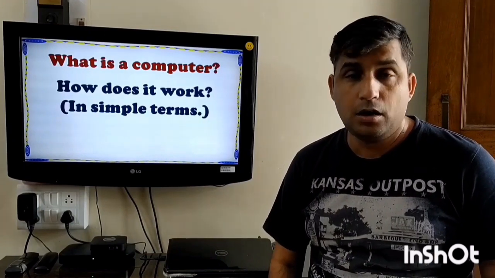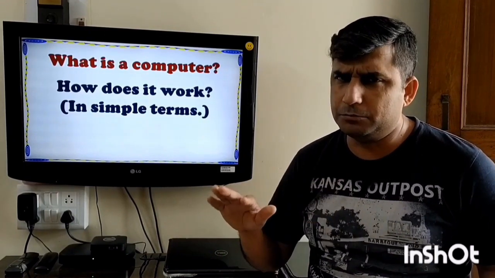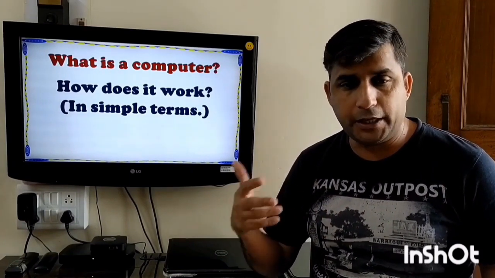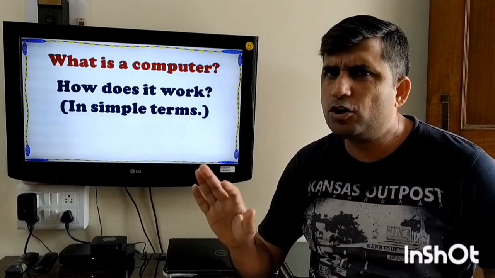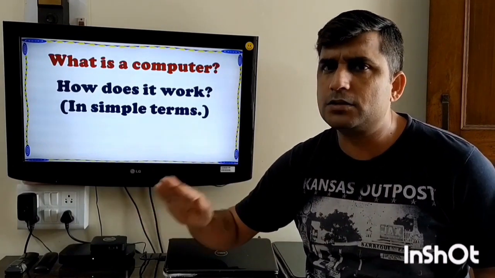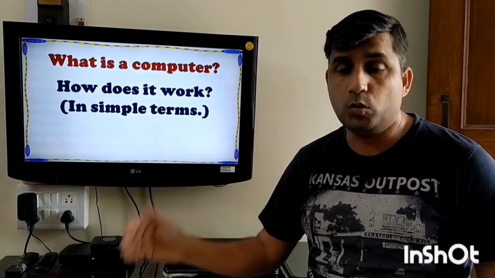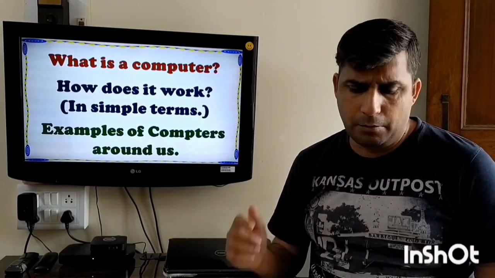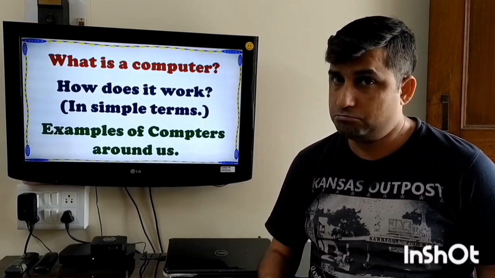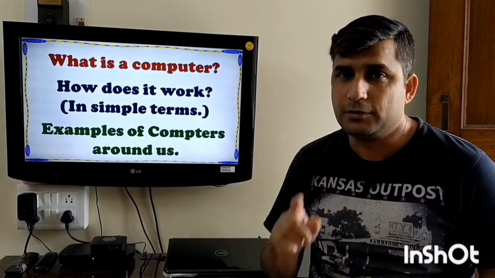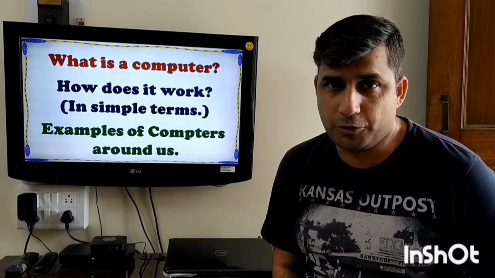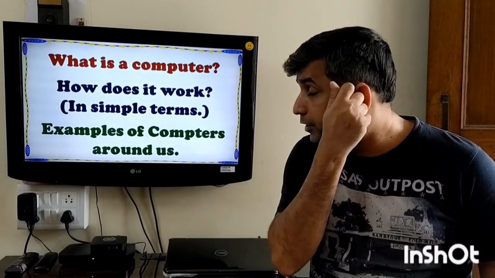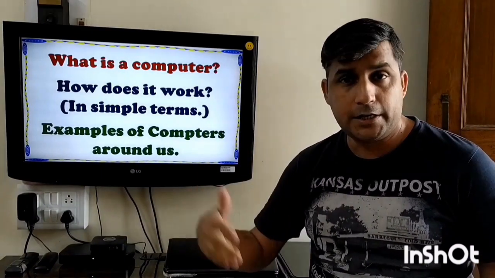Next one is, how does it work? In simple terms, not in technical terms. Every time we talk about computers, we can go through technicalities a little bit more. But today we are going to be discussing simple ideas of how a computer works. And the third point we are going to be talking about is some examples of computers around us. And trust me, you'll be surprised at some of the things that we talk about today. So without further discussion, let's carry on.